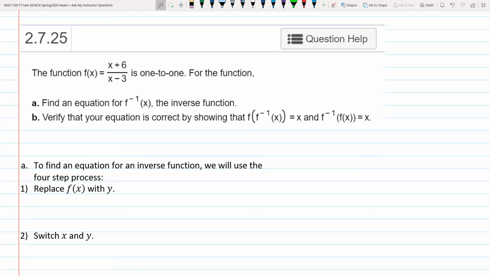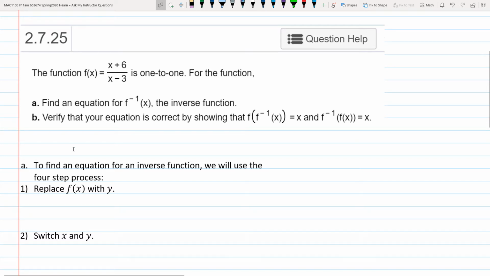In this video, we're going to answer a question sent to me by one of my students. It's from one of my math lab homework assignments. We're using a Blitzer college algebra book, and it says the function f of x equals (x + 6) over (x - 3) is 1 to 1. For the function, a, find an equation for f inverse of x, the inverse function, and b, verify that your equation is correct by showing that the composition of f and f inverse in either order is equal to x.